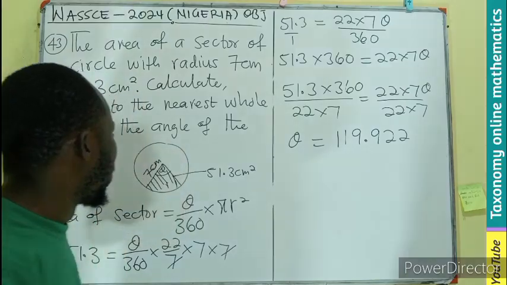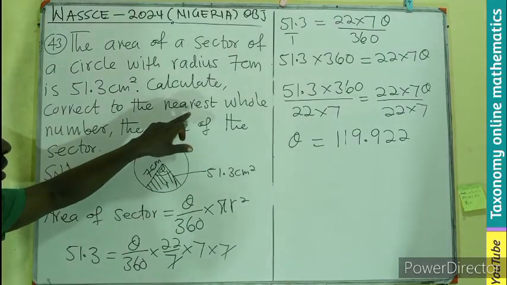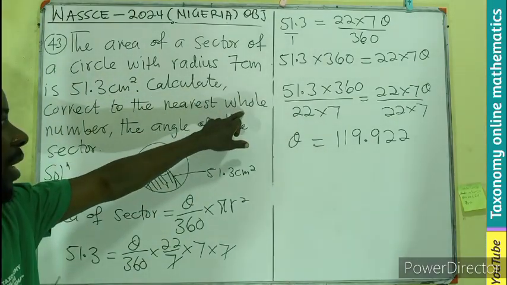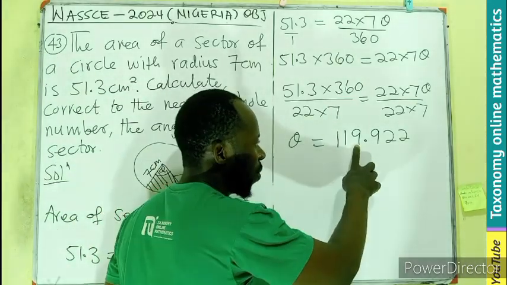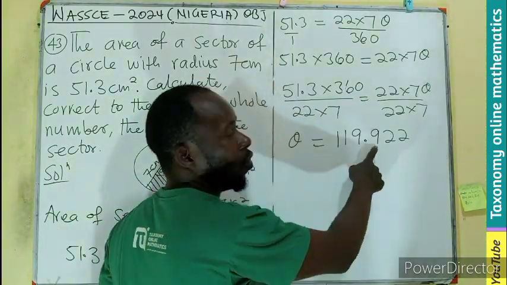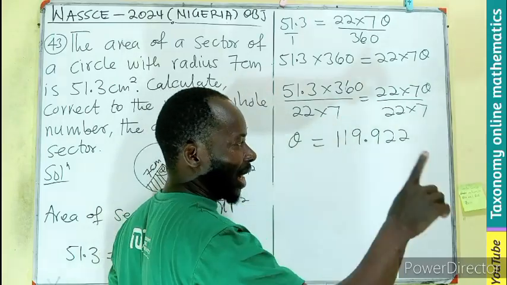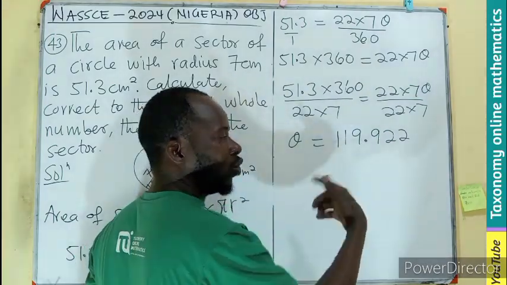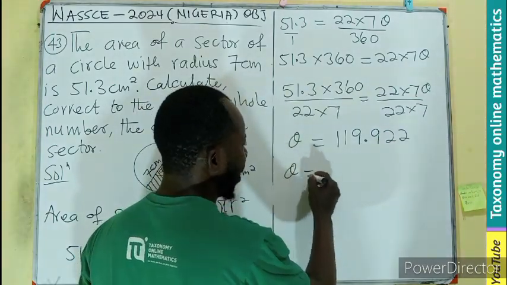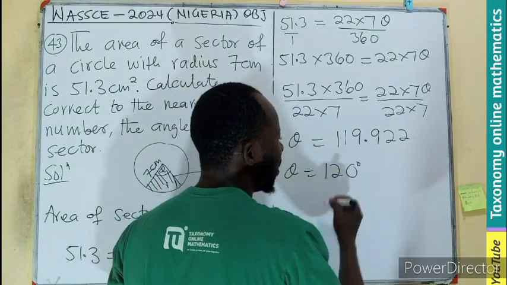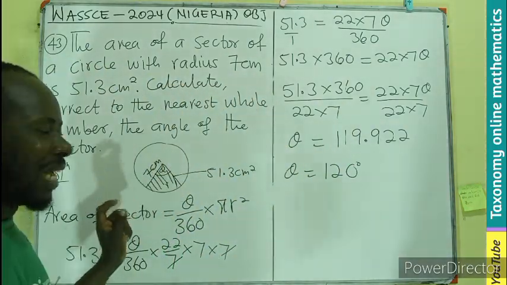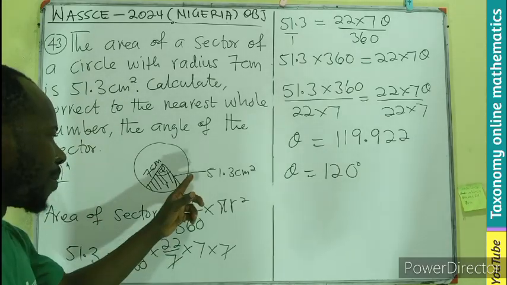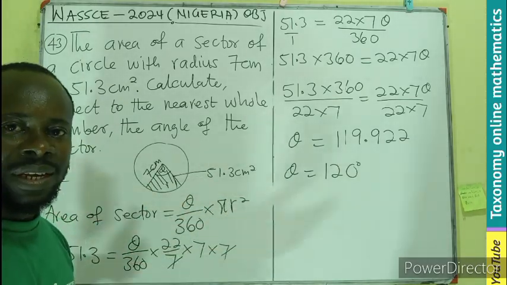119.922. But don't forget, we have to listen to the dictate of the question. Nearest whole number, or the nearest degree. So what do we do? We stand on the whole number, the last number, and look at the right, which is 9. Taken as 1, added to the 19 to make it 20. So the angle will be 120 degrees. The angle of the sector, or the angle subtended at the center by the arc, will be 120 degrees.